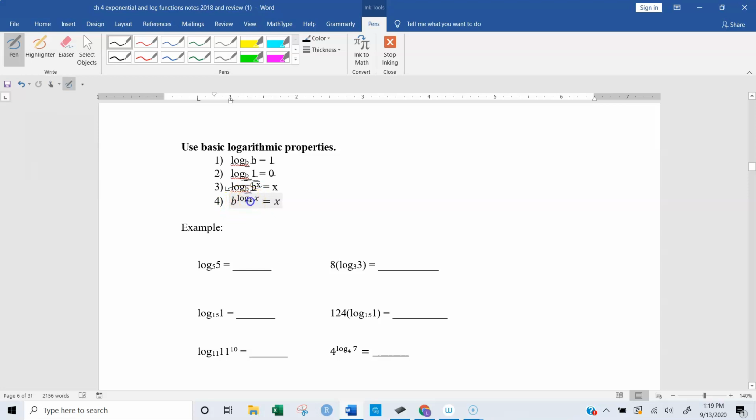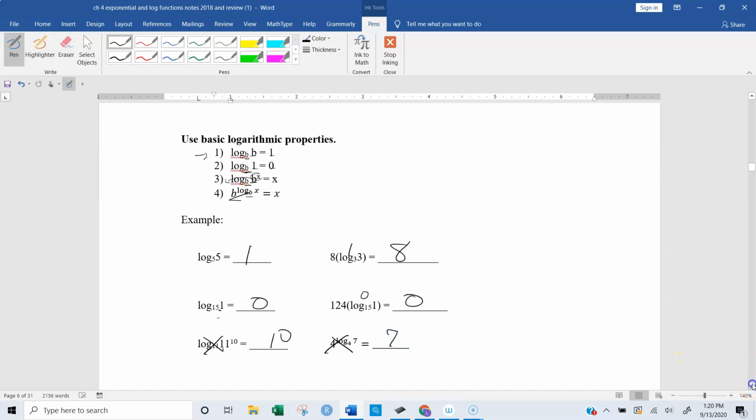We can have b with the log of b as long as these bases are the same. It's an identity and they cancel and you get x. All right, so for instance, log base 5 of 5, that is my 1, my first identity. Here, log base 3 of 3 is 1, but then I'm taking that times 8. Anything with a 1 here is always 0. 15 to the 0 equals 1. Here, they cancel and you're left with 10. Here, you have 0 times anything is 0. Here they also cancel, and your answer is 7. Okay, pause and do yours.